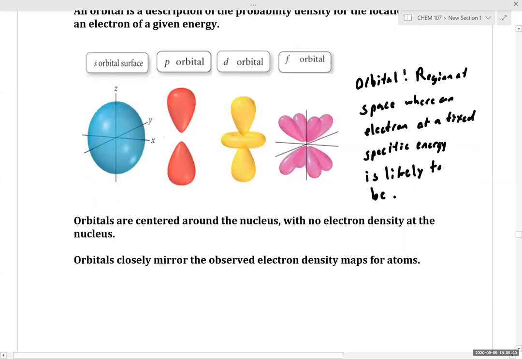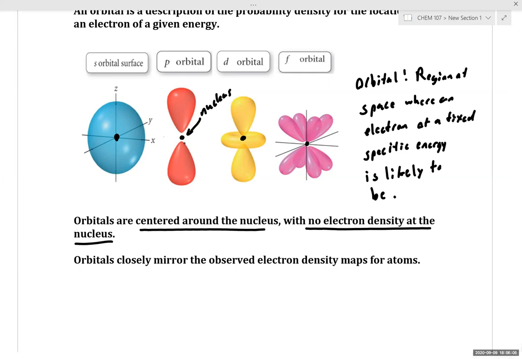Now, orbitals are centered around the nucleus, and we have no electron density at the nucleus. So if we drew our nucleus in the center, our nucleus is at the center of our atom. These orbitals, which are regions of space where our electrons are present, surround the nucleus, and there are no electrons in the nucleus. They're just surrounding the nucleus.